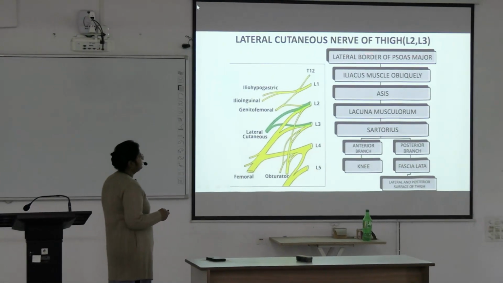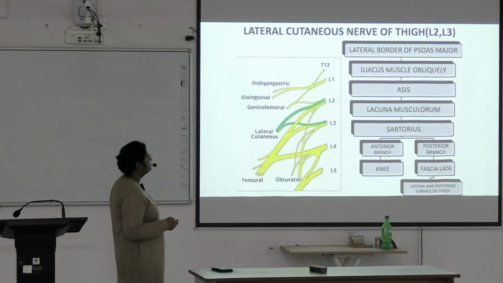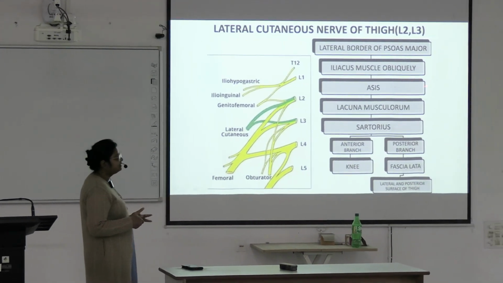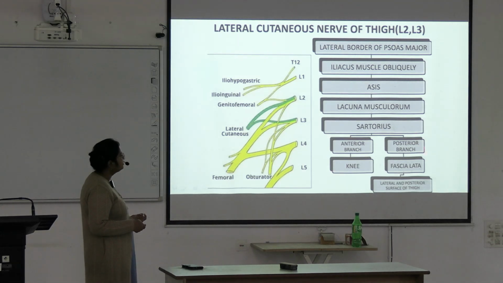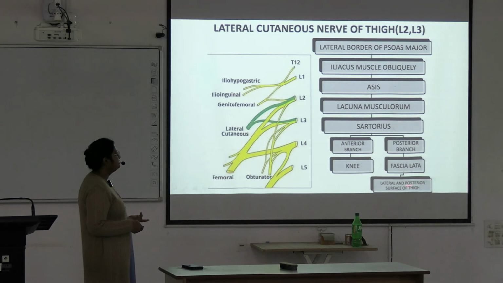It is lying along the lateral border of psoas major, then passing obliquely over the iliacus muscle, going to the anterior superior iliac spine, then piercing the muscle here, and this opening is known as lacuna musculorum. It goes to the sartorius muscle and divides into two branches, anterior and posterior. The anterior branch supplies the knee joint, and the posterior branch pierces the fossa lata and supplies the lateral and posterior surface of the thigh. Okay. So this is the supplying area of the lateral cutaneous nerve of the thigh. Next.